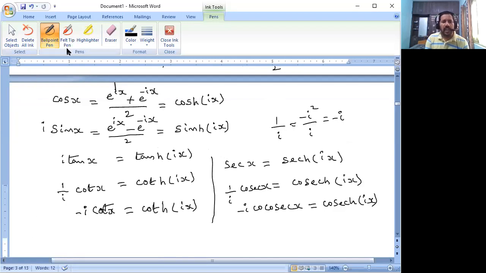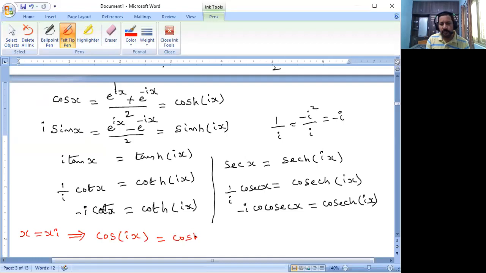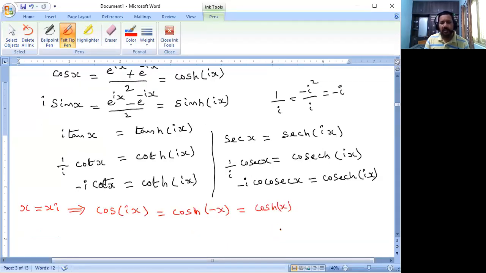Now in place of x, replace ix. First, I am going to take cos x. In place of x, replace ix. Cos ix is equal to cos h of i into ix, that is i square, that is minus x. Cos h of minus x is cos hx. So the cos of ix formula is cos h of x.